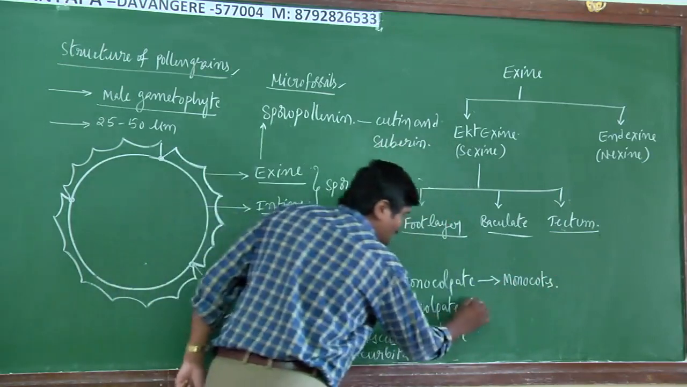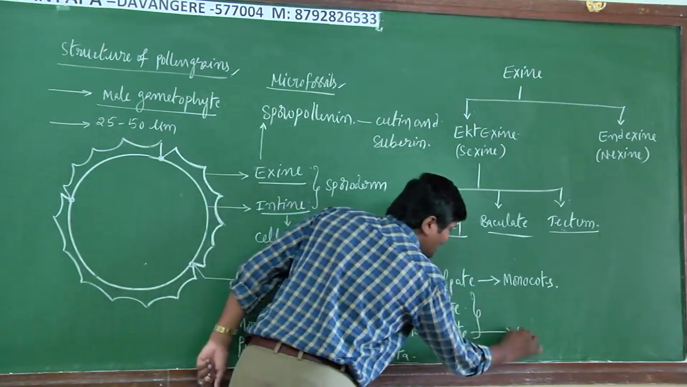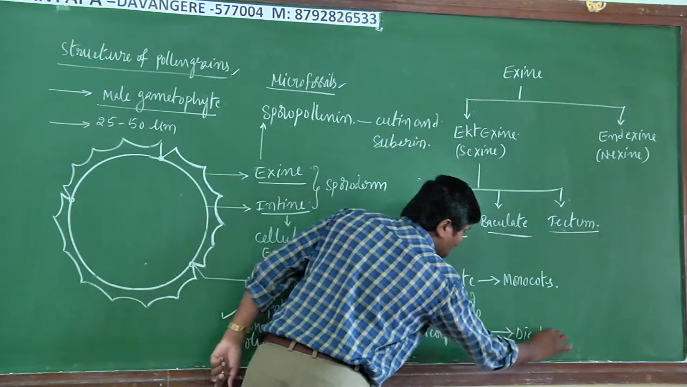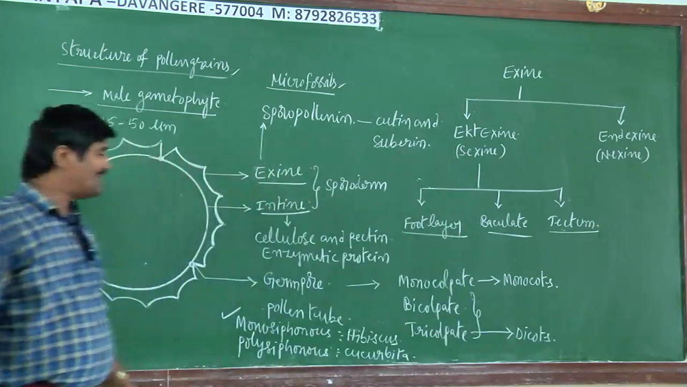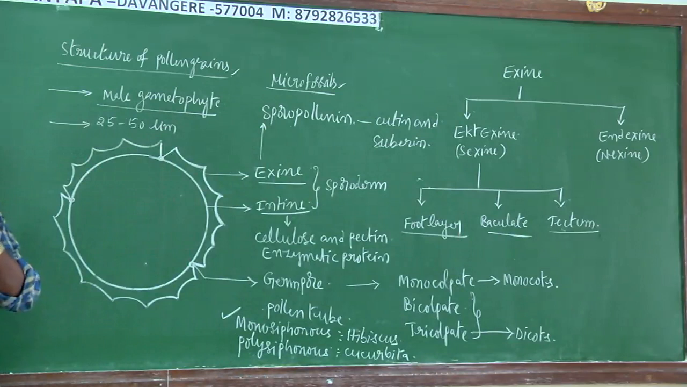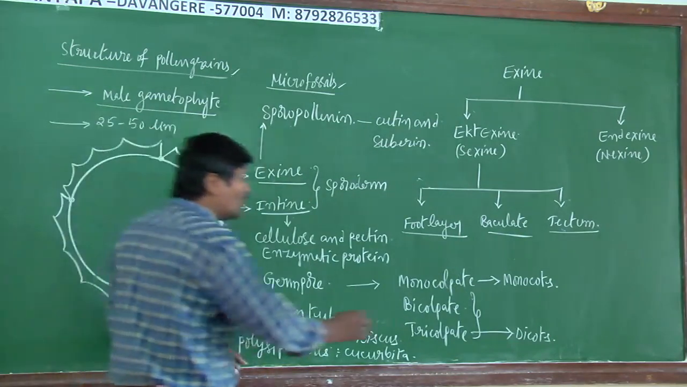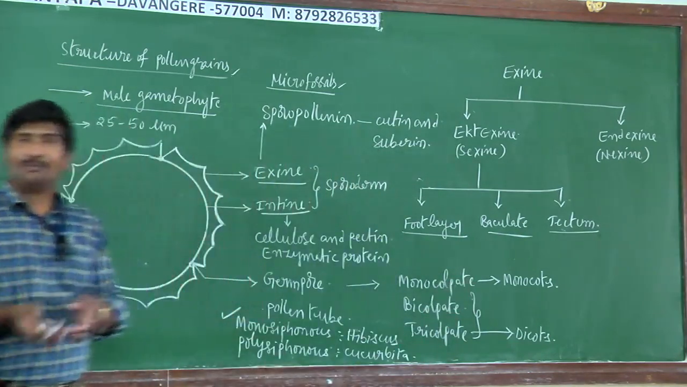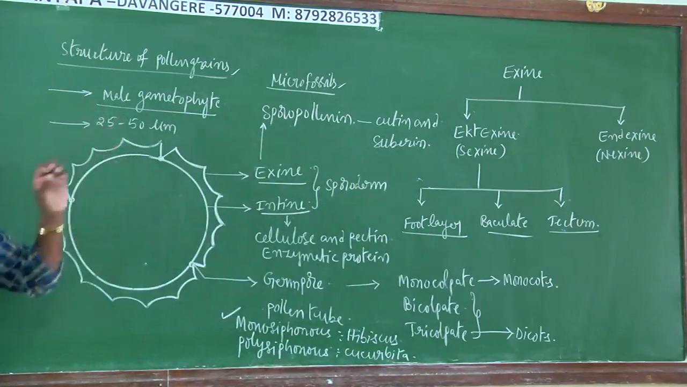Next, trilpolate is generally present in dicots. It is very important. In all dicot plants, generally three germ pores are present in the structure of the pollen grain. But in monocots, only a single germ pore is present in the structure of the pollen grain.